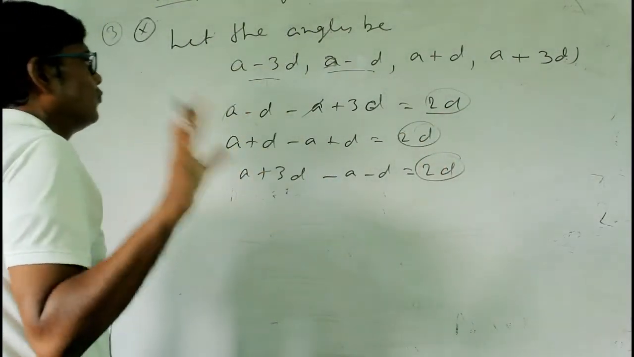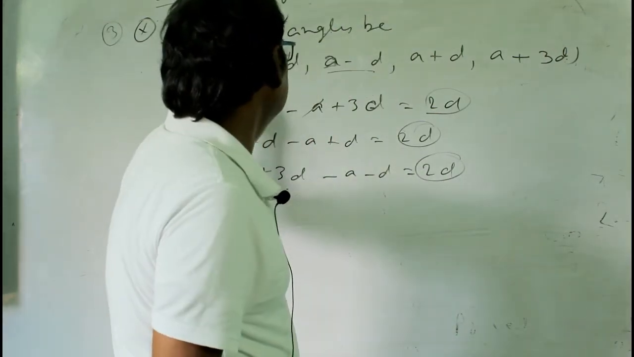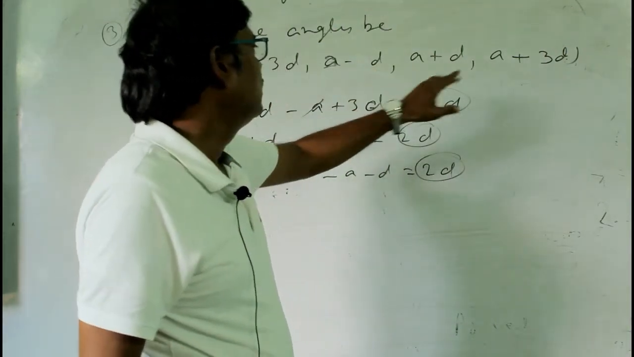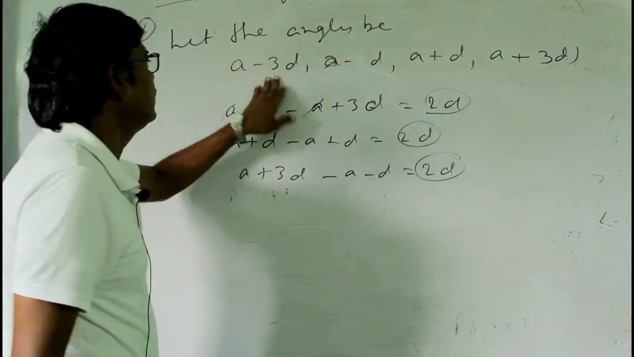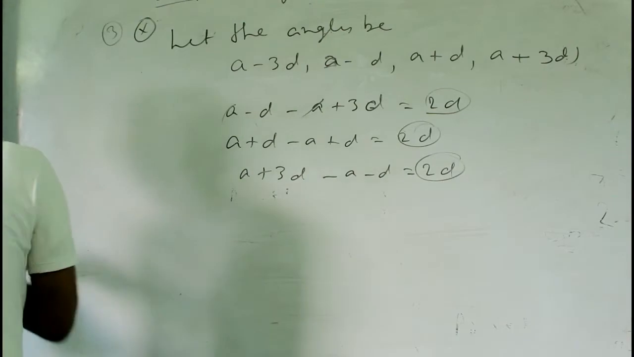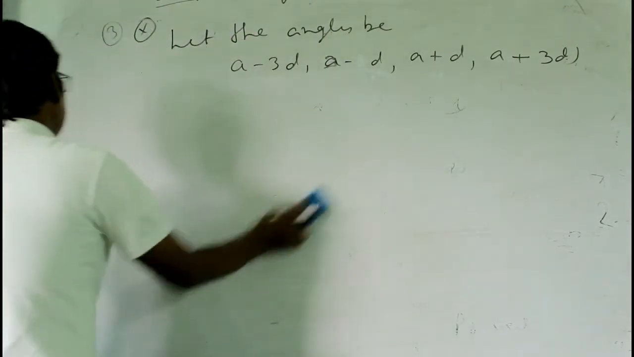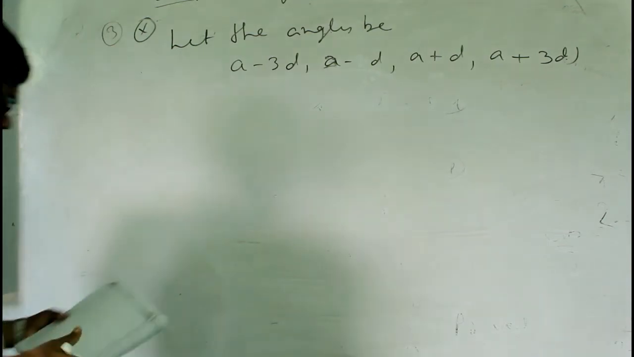So if you have four numbers in AP, then you can suppose them like this: A minus 3D, A minus D, A plus D, A plus 3D. Okay, so here these are the 4 angles in AP. AP means arithmetic progression, right?